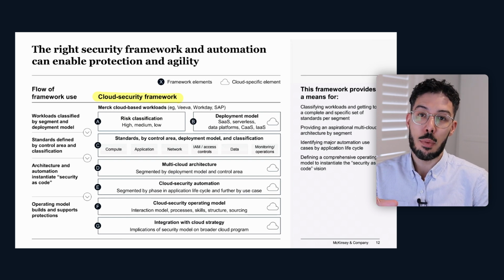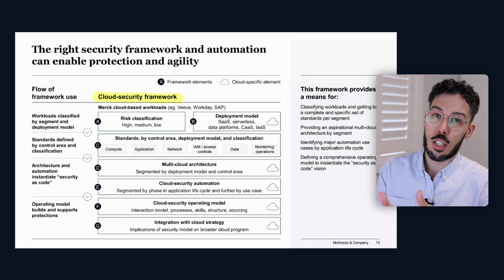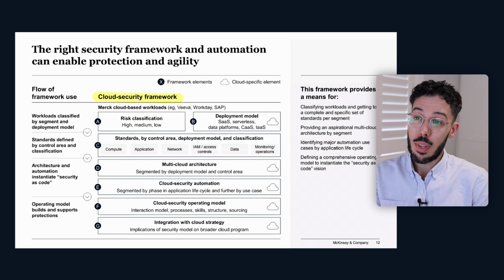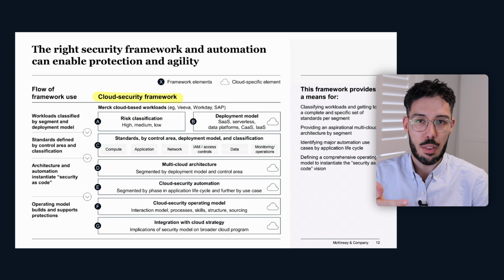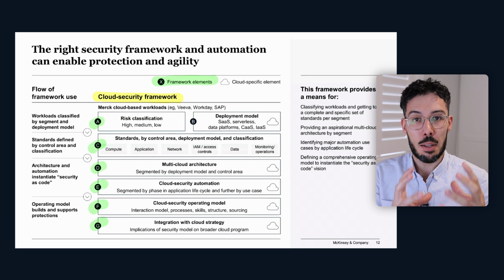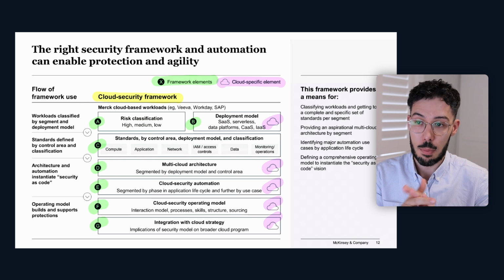Well, typically frameworks are made up of various concepts, and you should ask yourself these questions when you're thinking about how to put them together. So one, is there a hierarchy of concepts, or are some concepts different than others? In the McKinsey example, they've differentiated framework elements from cloud-specific elements. So they've made a distinction between two types of concepts.